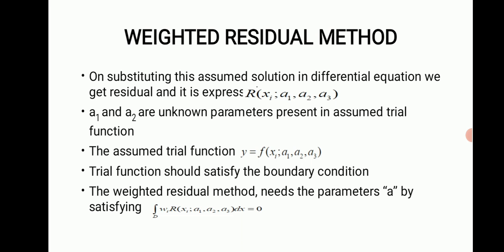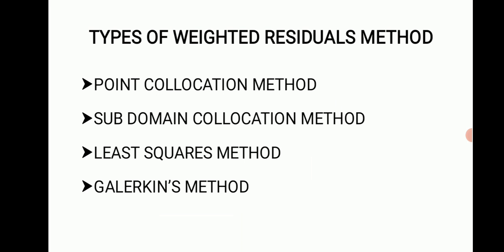The trial function should satisfy the boundary conditions, and the weighted residual method finds the parameters a by satisfying the integral of wi into r of x, a1, a2, a3 into dx equal to 0. The main four types of weighted residual methods are the point collocation method, subdomain collocation method, least squares method and Galerkin's method.